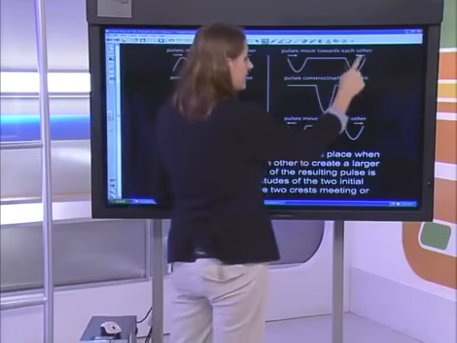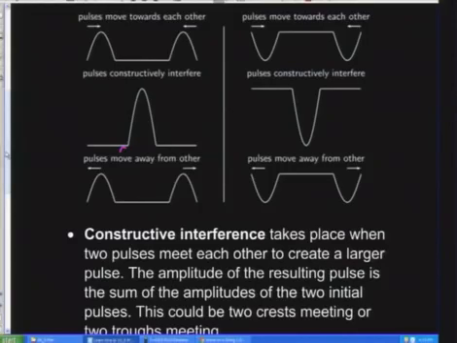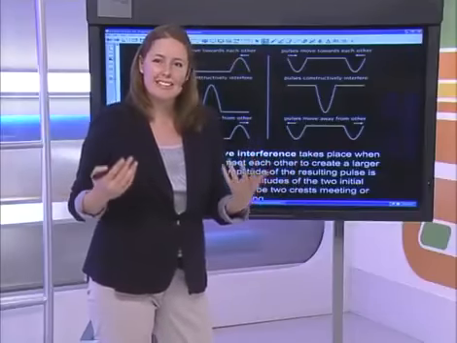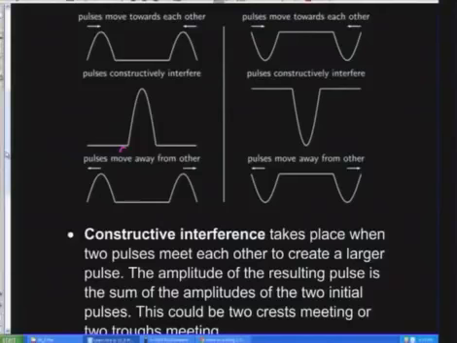So notice I've got these two that are little dips or troughs. They constructively interfere because they're going in the same direction, and so we make one big pulse, and then they move away from one another.